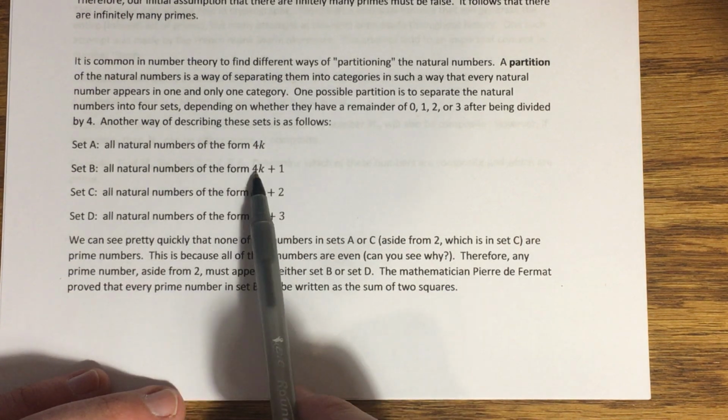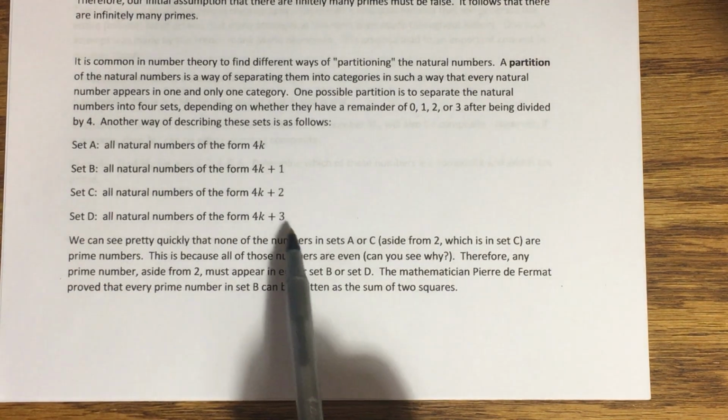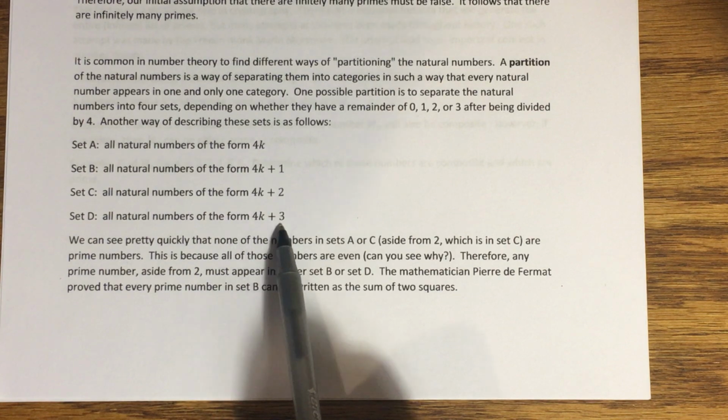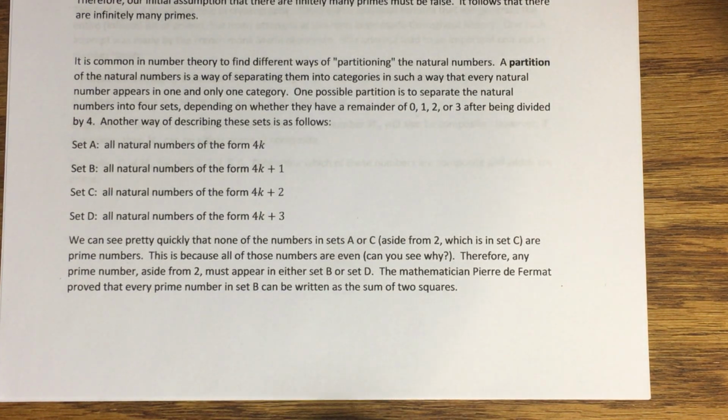Here, numbers of the form 4k plus 1 would imply that you have a remainder of 1 after dividing by 4. Then we have a set for the numbers of the form 4k plus 2 and 4k plus 3. So this creates a partition of the natural numbers.